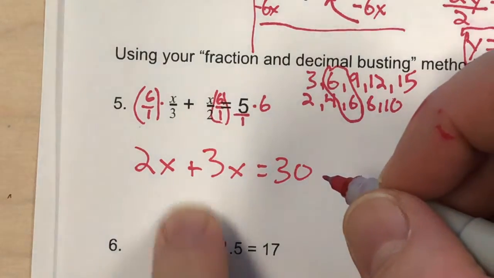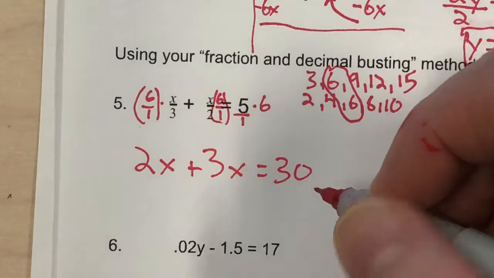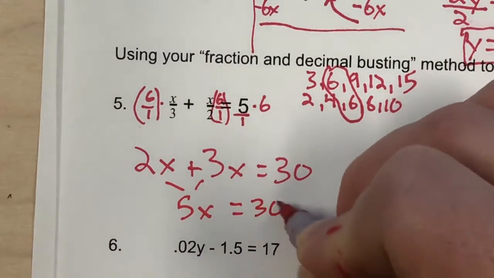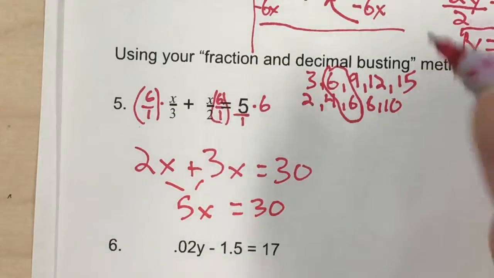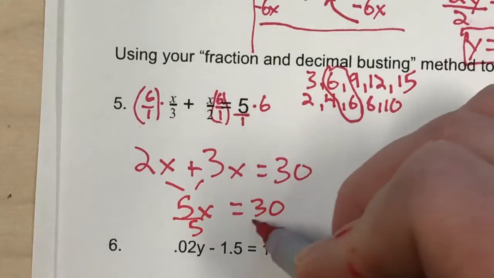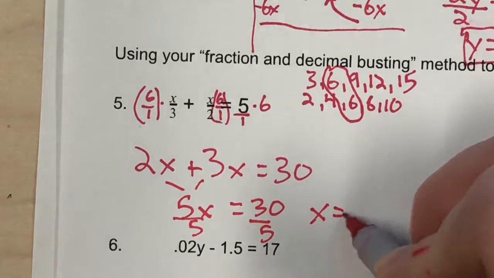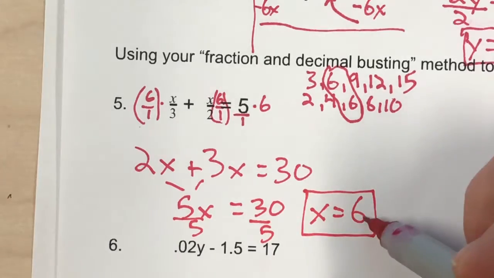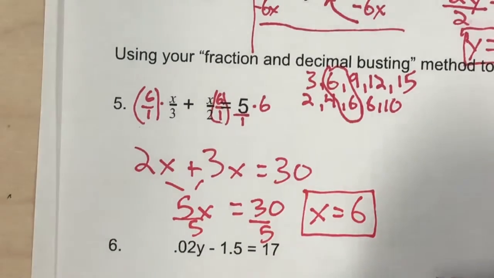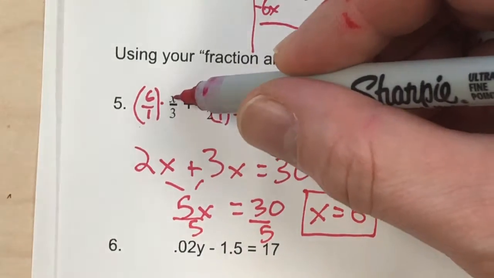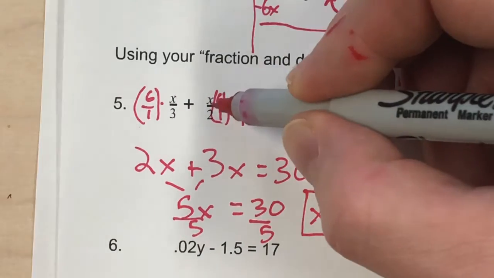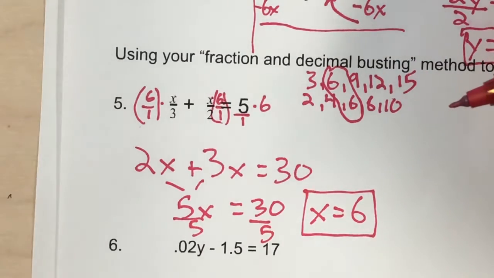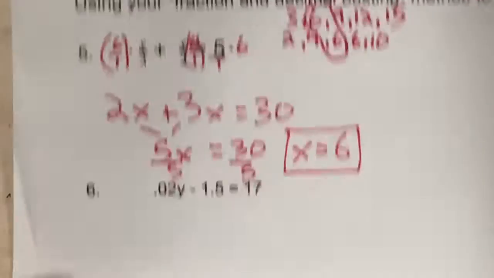I have to combine these 2x plus 3x, and that equals 5x. And that equals 30. So then next, I am going to divide by 5, and I've got x equals 6. So that is my solution for number 5. And you could always plug that 6 back in to see if it works. And so if I do, that 6 divided by 3 is 2, and 6 divided by 2 is 3, and 2 plus 3 does equal 5. So that way I know I'm right on that one.